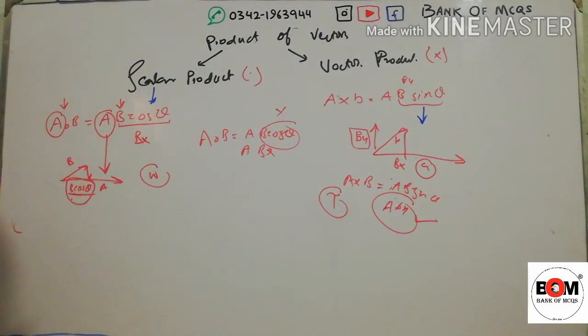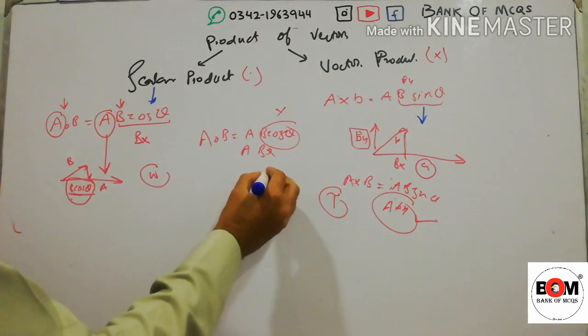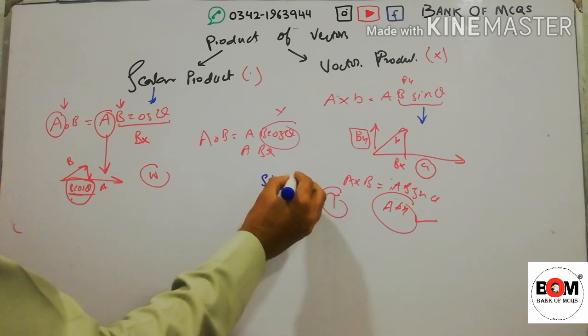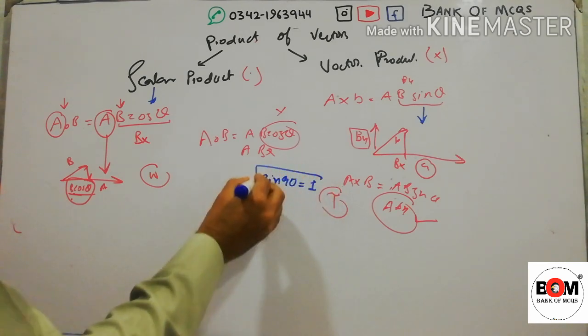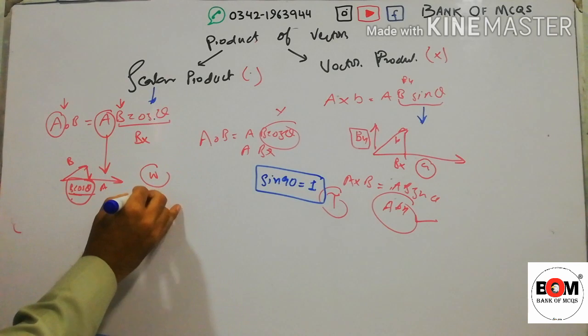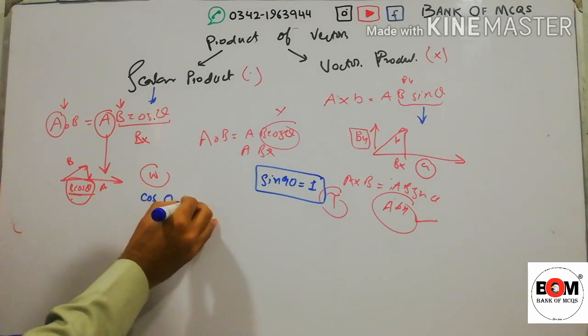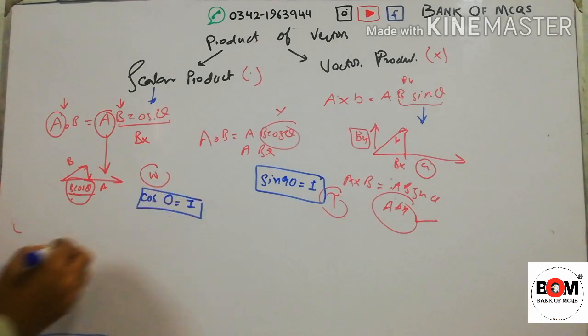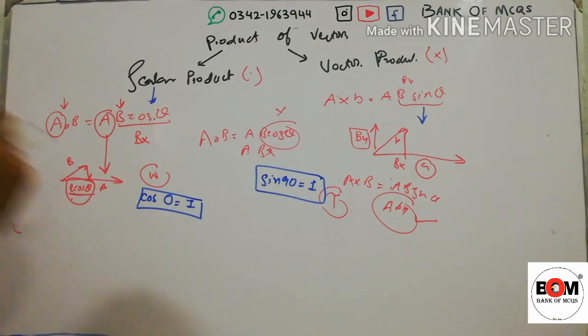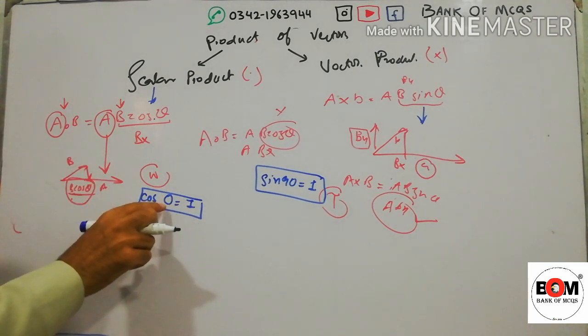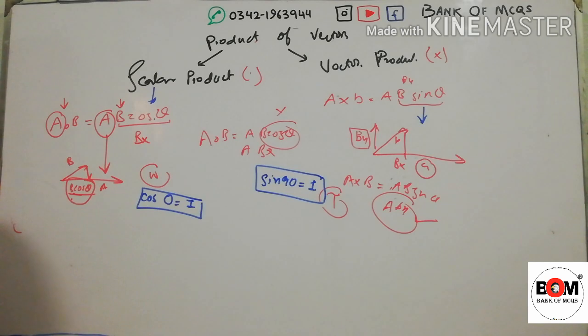So the question is, we know that sin 0 is equal to 0 and sin 90 is equal to 1. Sin 90 is equal to 1. This is the maximum value of sin theta. In this case, cos 0 is equal to 1. This gives us the maximum amount, and the maximum amount is 1.